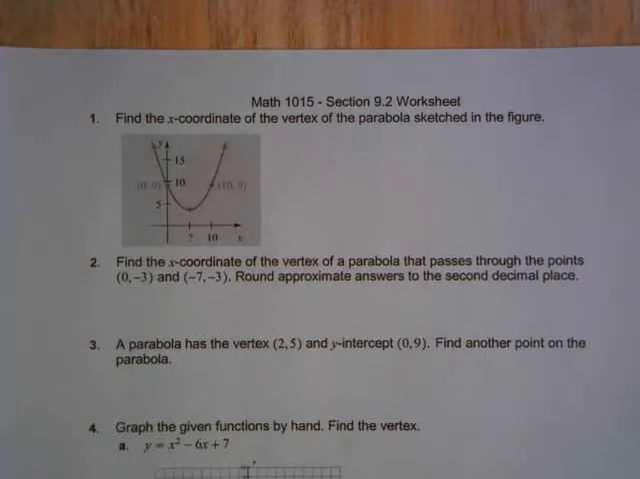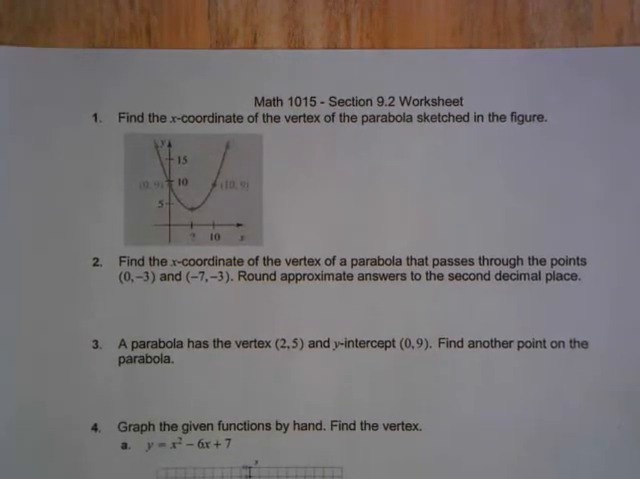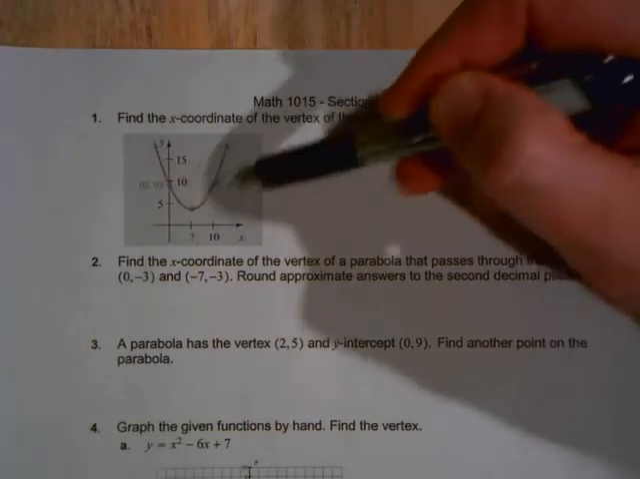Section 9.2. Today we're going to look at parabolas. Parabolas are the graphs of quadratic equations. So remember, a quadratic equation is one that looks like this: y equals x squared minus 6x plus 7. Remember, this has an x squared, so this is not a linear equation, so our graphs are definitely not going to be lines. Our graphs are going to be something called parabolas. Parabolas have this basic shape.